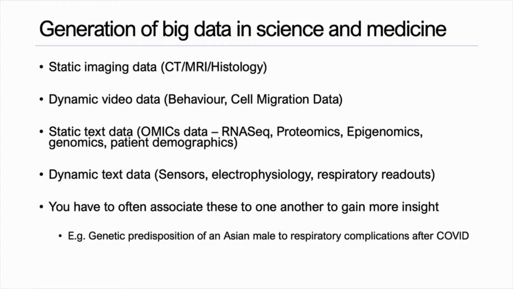You often have to associate many of these with one another to gain more insight. So for instance, if you have a patient and you want to look at the genetic predisposition of an Asian male to respiratory complication after COVID, you'll see that you have to get their genomic data, you have to get their demographic data, you have to get their comorbidity data, and all of these have to be chained together in order for you to answer this question.